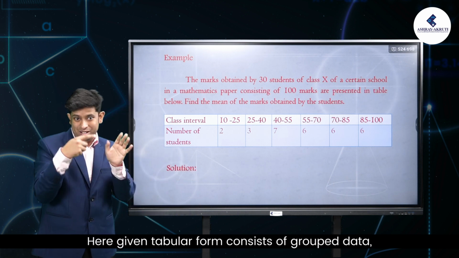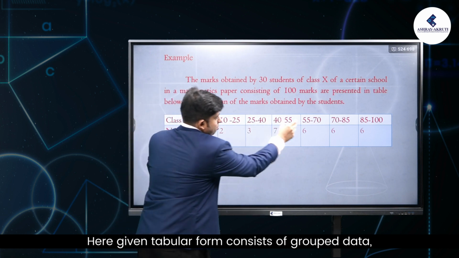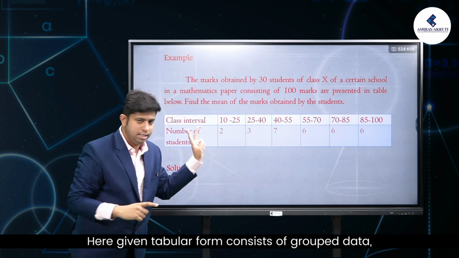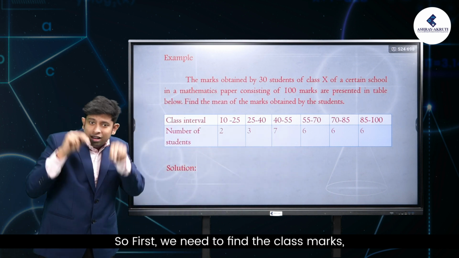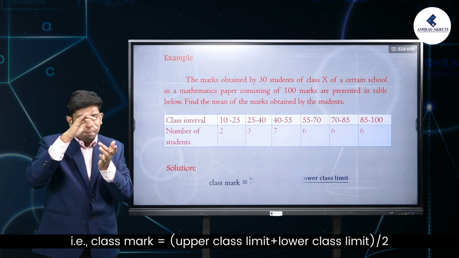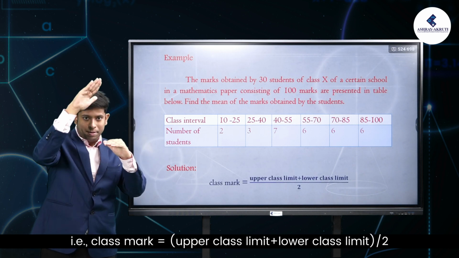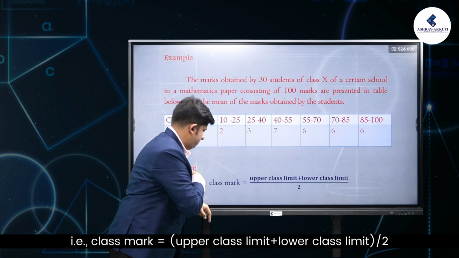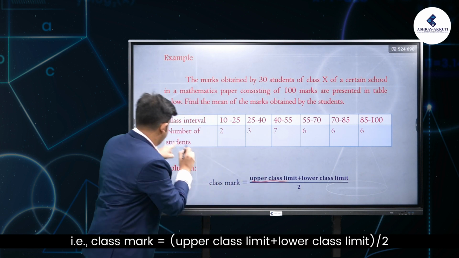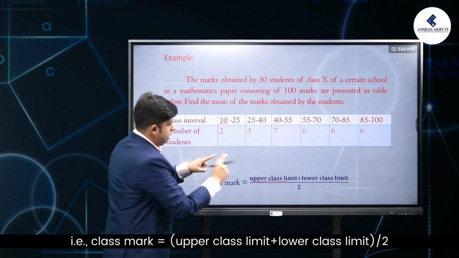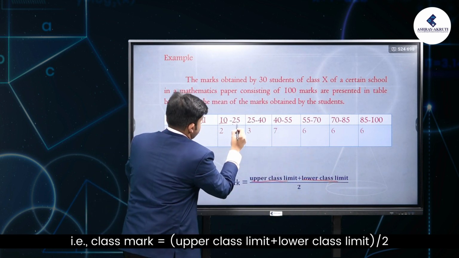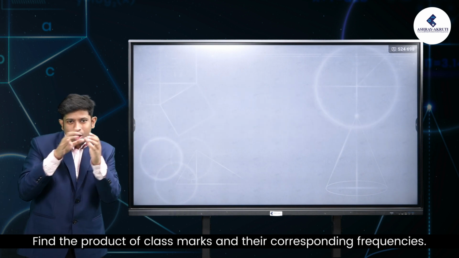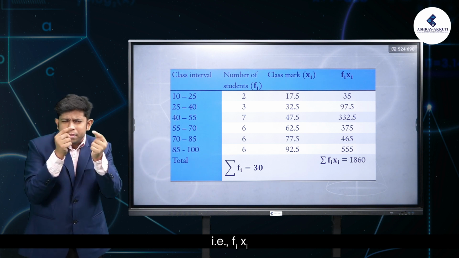Solution. Here the given tabular form consists of grouped data. So first we need to find the class marks, that is class mark is equal to upper class limit plus lower class limit by 2. Then find the product of class marks and their corresponding frequencies, that is fi xi.